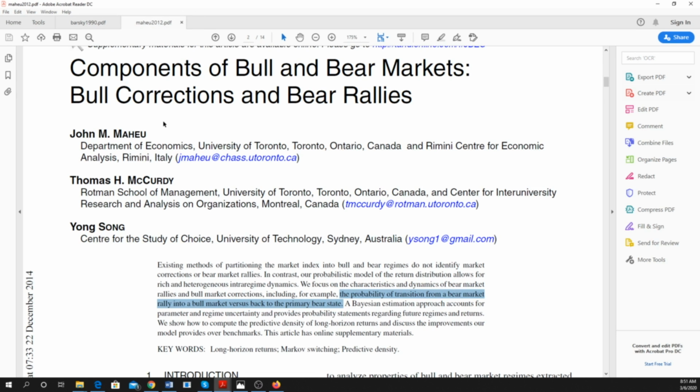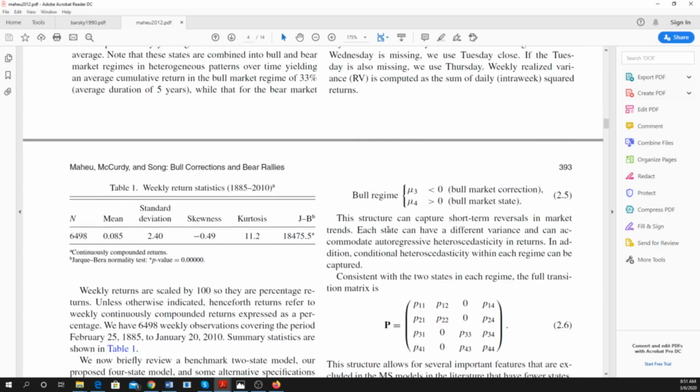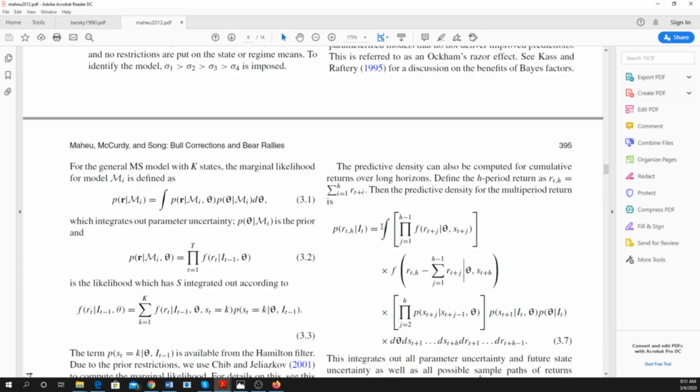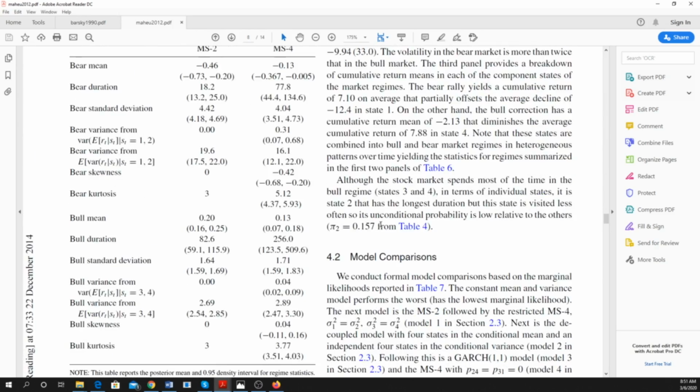Now, there's a next article showing the components of bull market and bear market. Now, what I would really like to highlight here is the probability of transition from a bear market rally into bull market. So that is something we really want to understand now, right? Because we actually want to understand where we are in the market cycle, and this is much more important because if the transition from a bear market rally to a bull market is happening soon enough, then it should not be surprising to us. We should be prepared.